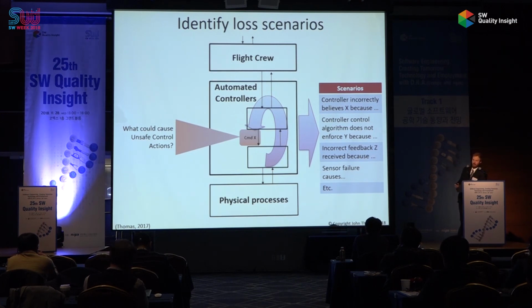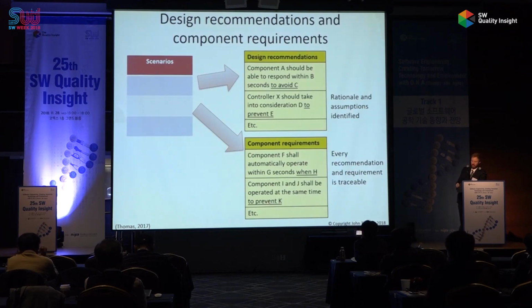We do that with STPA in the last step, and we generate scenarios. They look like this. The controller will cause this unsafe control action because it incorrectly believes X. The control algorithm does not enforce Y because. Incorrect feedback could be received because. These are pinpointed, precise scenarios that show you the flaw in your system. These are used to make a better design, to make design recommendations, and to make requirements on your system, or to check the requirements that you have. You can also use this to create test cases and identify if you're missing any cases.